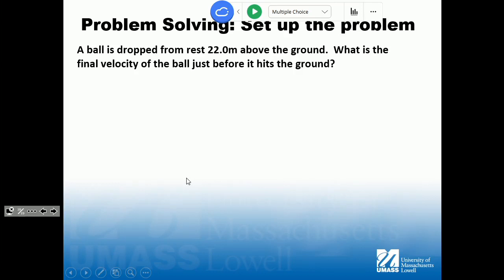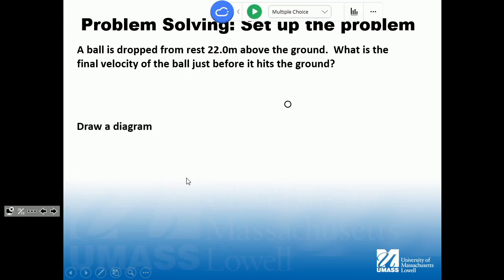The initial velocity. There is a difference between dropping a ball and throwing it. I can throw a ball with an initial velocity, but I can also just drop one. If I'm dropping it, the initial velocity is zero. Correct? Okay, so I'm also told that this ball is 22 meters above the ground.